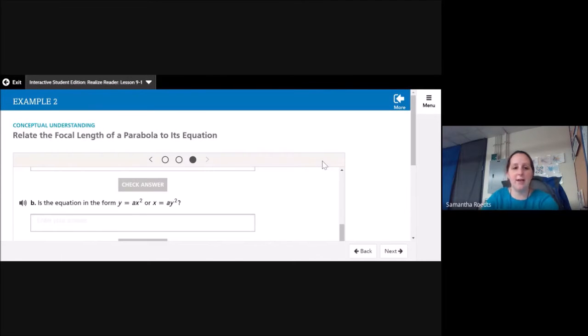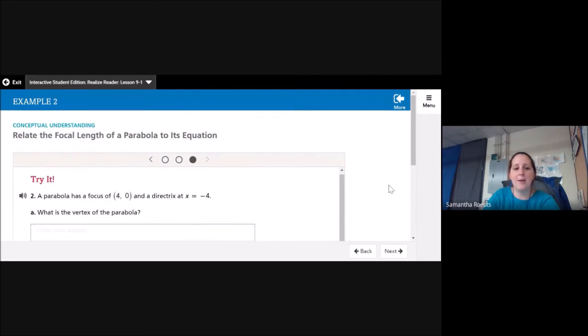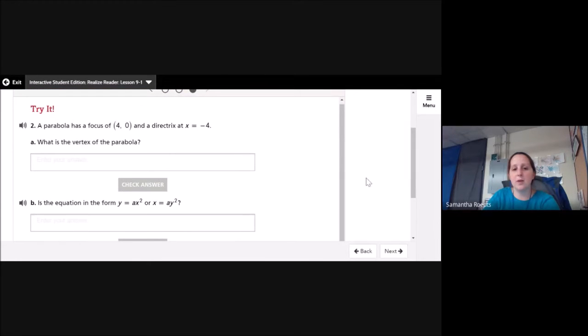All right, so let's try it. A parabola has a focus of (4, 0) and a directrix at x equals negative 4. So between 4 and negative 4, if I add these two numbers together, 4 plus negative 4 is 0, divided by 2 is 0. So the vertex of the parabola is at (0, 0).